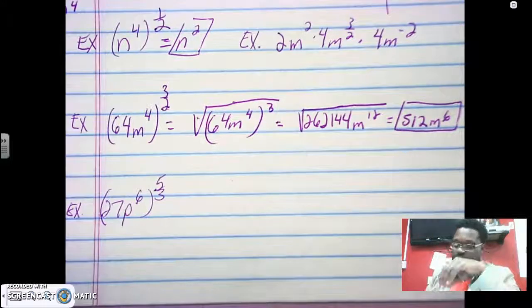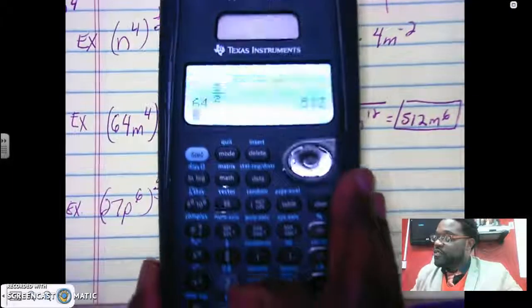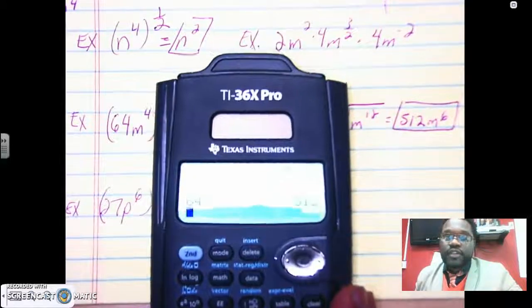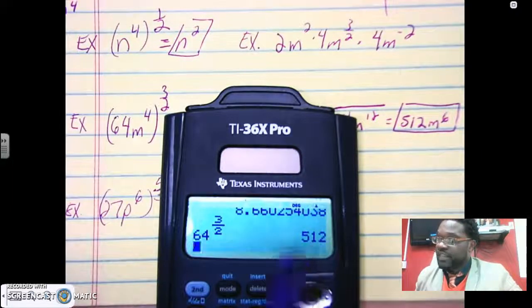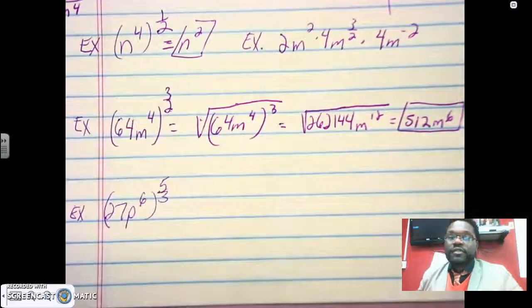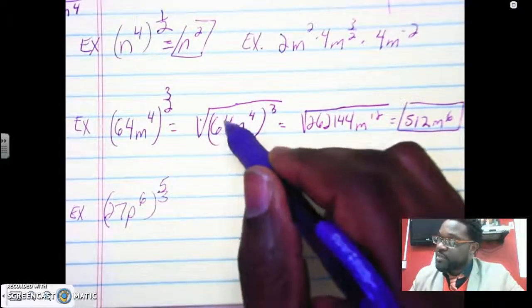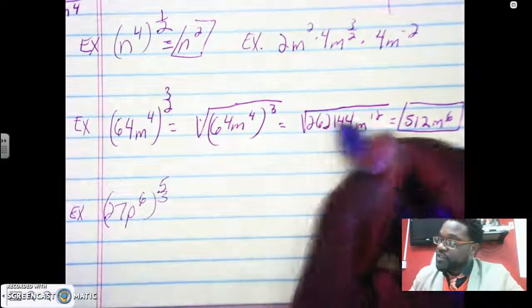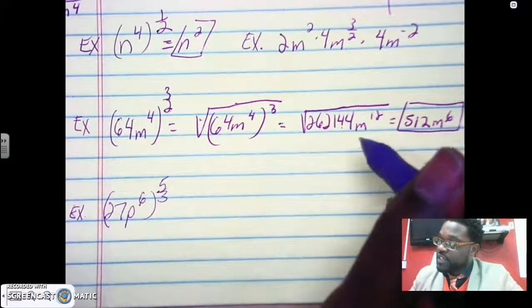But I just wanted to show you real quick that you can actually put 64 to the 3/2 in your calculator, and it'll tell you. Your calculator knows how to do fractional exponents. And so all I did was raise everything to the 3rd power, to 64 m to the 4th, and then you take the square root, and you'll get 512 m to the 6th. Alright?